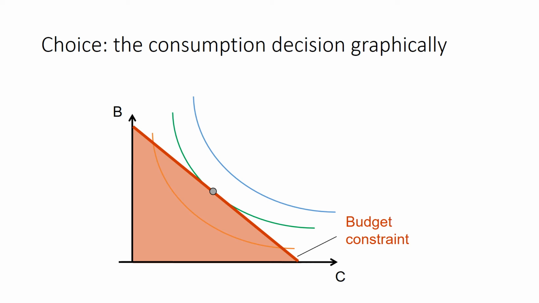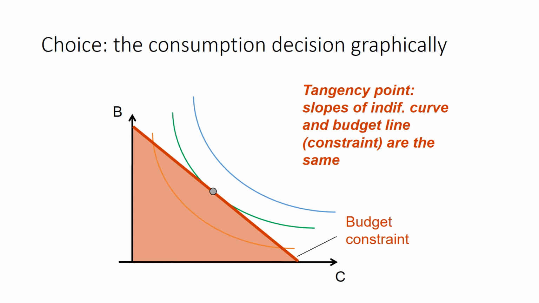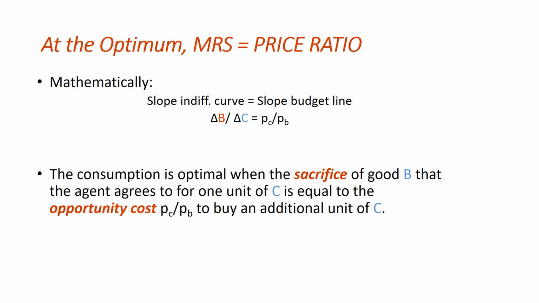So on this indifference curve here, the consumer is able to buy a basket of goods which corresponds to the tangency point between the indifference curve and the budget constraint. So here at this point, for this basket of goods, we see that the property that's going to define the optimal consumption for the consumer is that the slopes of the indifference curve and the budget line are the same. Mathematically, the slope of the indifference curve is equal to the slope of the budget line.